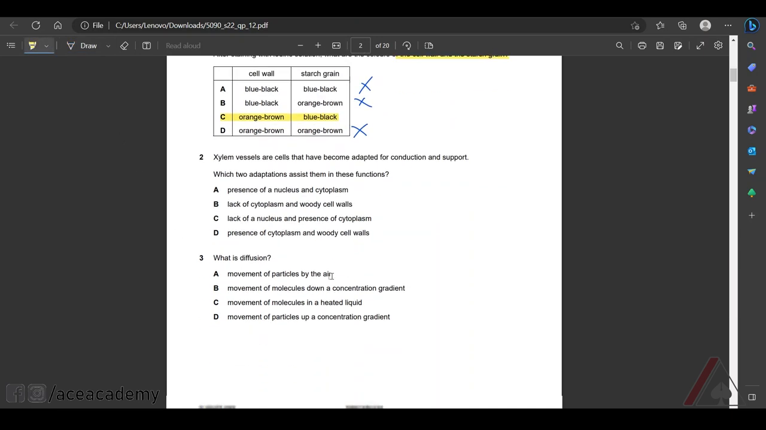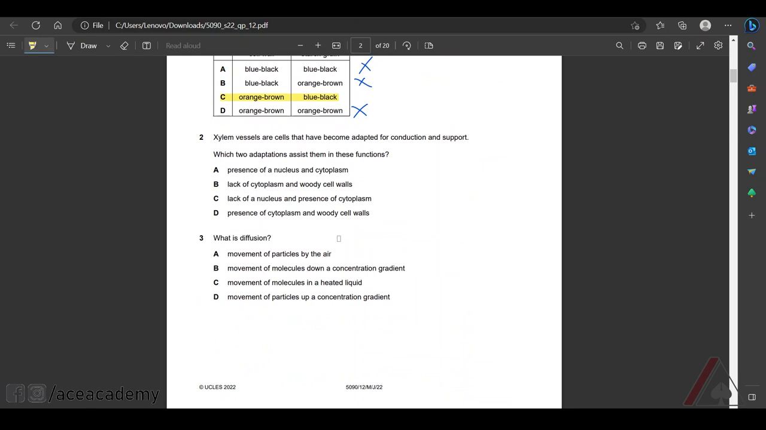Moving on to the next question. It says, xylem vessels are cells that have become adapted for conduction and support. Which two adaptations assist them in these functions? For conduction and support. Now let us look at the options.